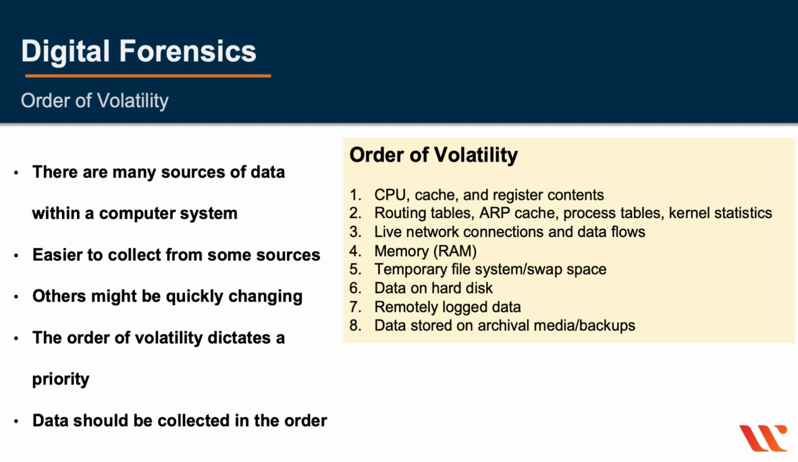Then you have RAM, which is your regular random access memory, temporary file systems, and swap space that might be on depending on how much of that is allocated on the machine. Then you have the data that's actually on the hard drive, which can be data that's currently available or in the deleted space, remotely logged data, and then finally you have any of the archival data that might be on-site or off-site.